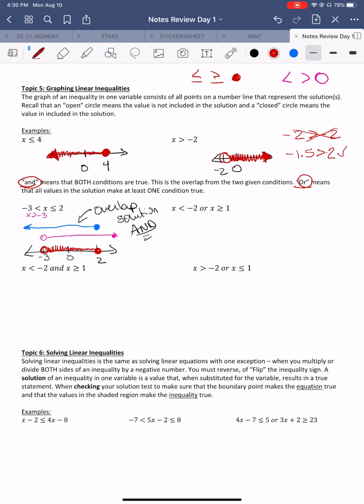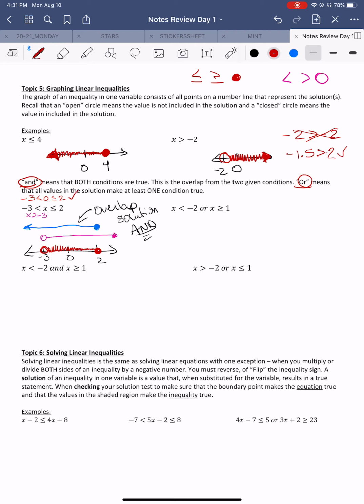For example, I can come back and substitute 0, right? 0 is in the middle. Well, is -3 less than 0? Yes. Is 0 less than or equal to 2? Yes. So that makes our statement true.